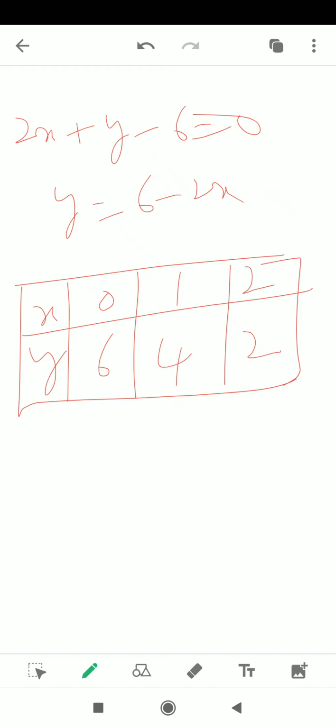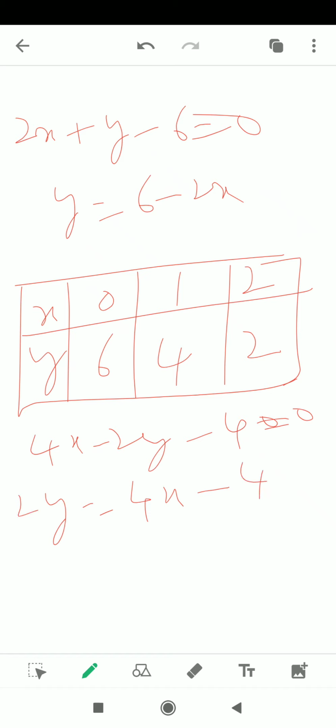When I take the other line, what is the other line? 4x minus 2y minus 4 is equal to 0. So what is y here? Keep the y here only, bring the rest to that side. So 4x minus 4 is equal to 2y. What will be y? y is 4x minus 4 by 2.